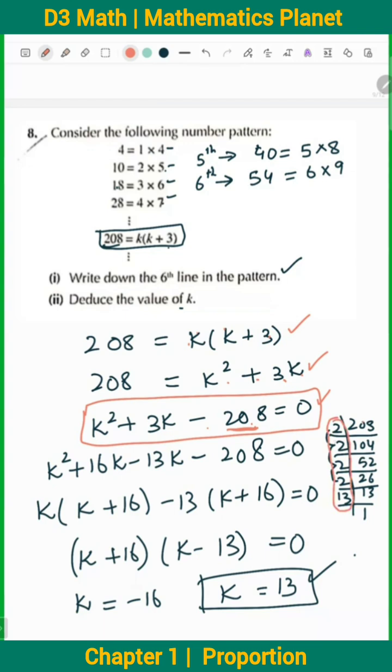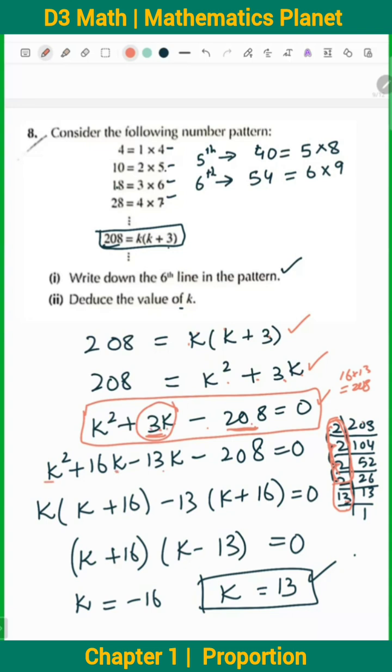Now we need to take the product of two factors that will give you the answer 3. So you can see 2 times 2 is 4, 4 times 2 is 8, 8 times 2 is 16. So 16 minus 13 is 3. So 16 times 13 will be 208, and you have to either add them or subtract them to get the middle term. This is called middle term breaking. So 16k minus 13k will give you 3k.